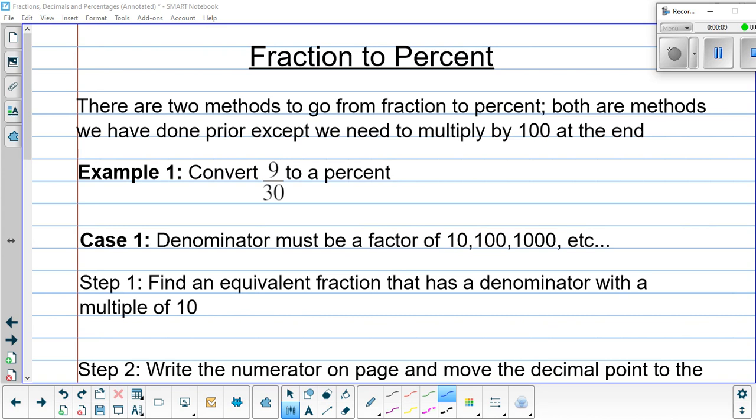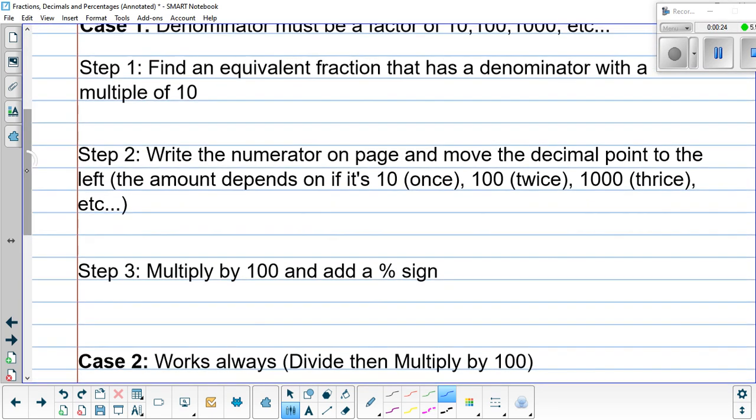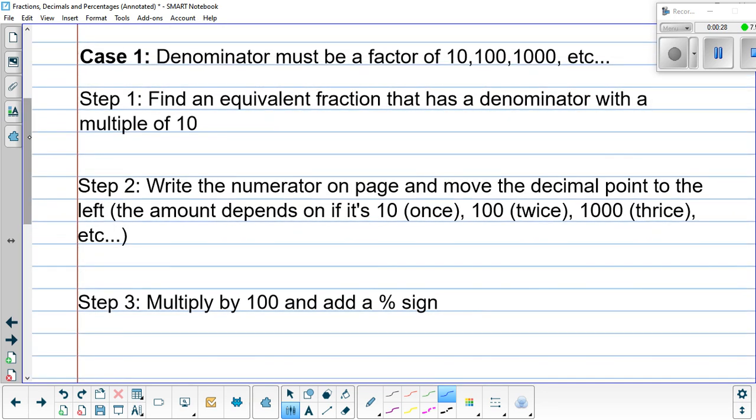There are two methods we can use to go from fractions to percents, and we've done both prior. The only thing we have to do is multiply by 100 at the end to get our percent. So, first example, we're going to do case 1. From here on, I'm going to let you choose which case you'd like to do. I'm not going to do both all the time.